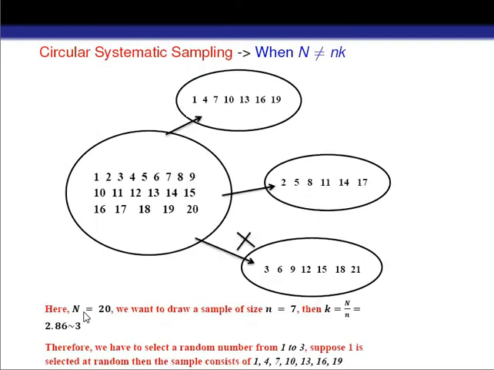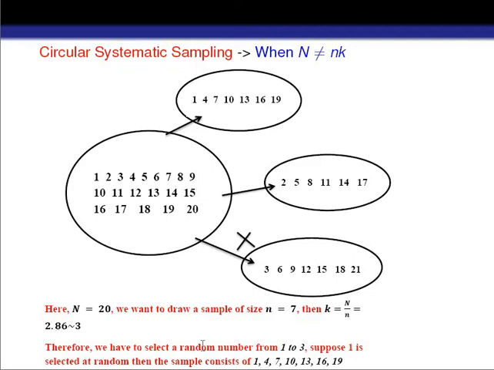So we just use the previous example. Our population size is 20 and we want to draw a sample of size 7 in place of 5. Because 5 is a factor of 20, there was no issue, and we got k equal to 4. But if we want to draw a sample of size 7, which does not divide 20, what will be the value of k? In that case we get the fraction 2.86, which is nearly equal to 3. So if we take k as 3, what will happen?